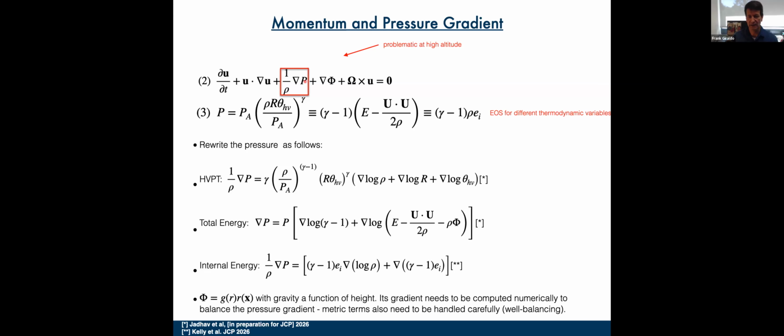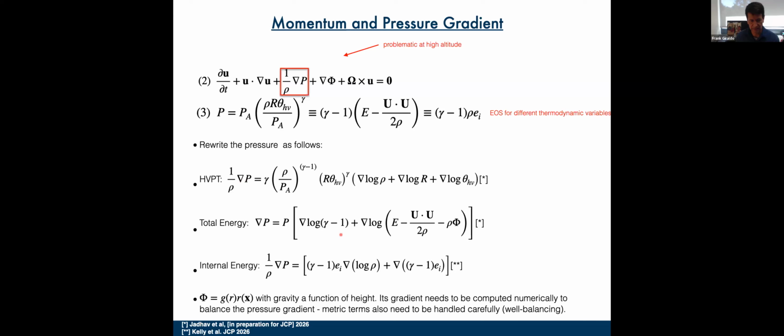And what we've done here in the last few years is find workarounds, right? And obviously, one idea would be to bring in logarithms whenever you can, because now you have a simple way of representing exponential functions, right, as logarithms with polynomials. So this is what I'm showing you here. Equation 3 has the equation of state for the hybrid virtual potential temperature. The second one here is for total energy, and the third one here is for internal energy. And then based on that, you can treat this pressure gradient term in these 3 different ways, right?